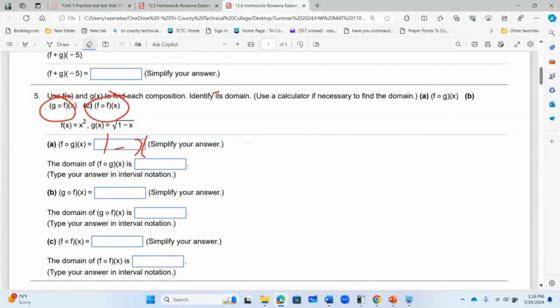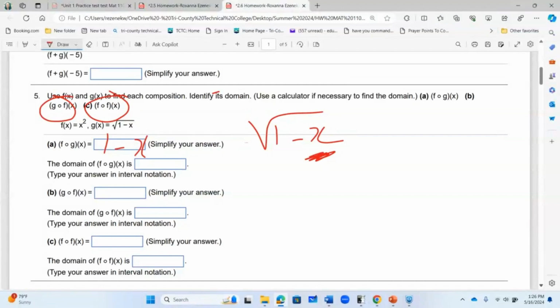So where is my g? I'll bring the g down. G is square root of 1 minus square root of 1 minus x. But I see x here. Wherever I see x, I plug in the value of g, because this time it says g composed of f. In other words, substitute f into g. That's what it's saying.